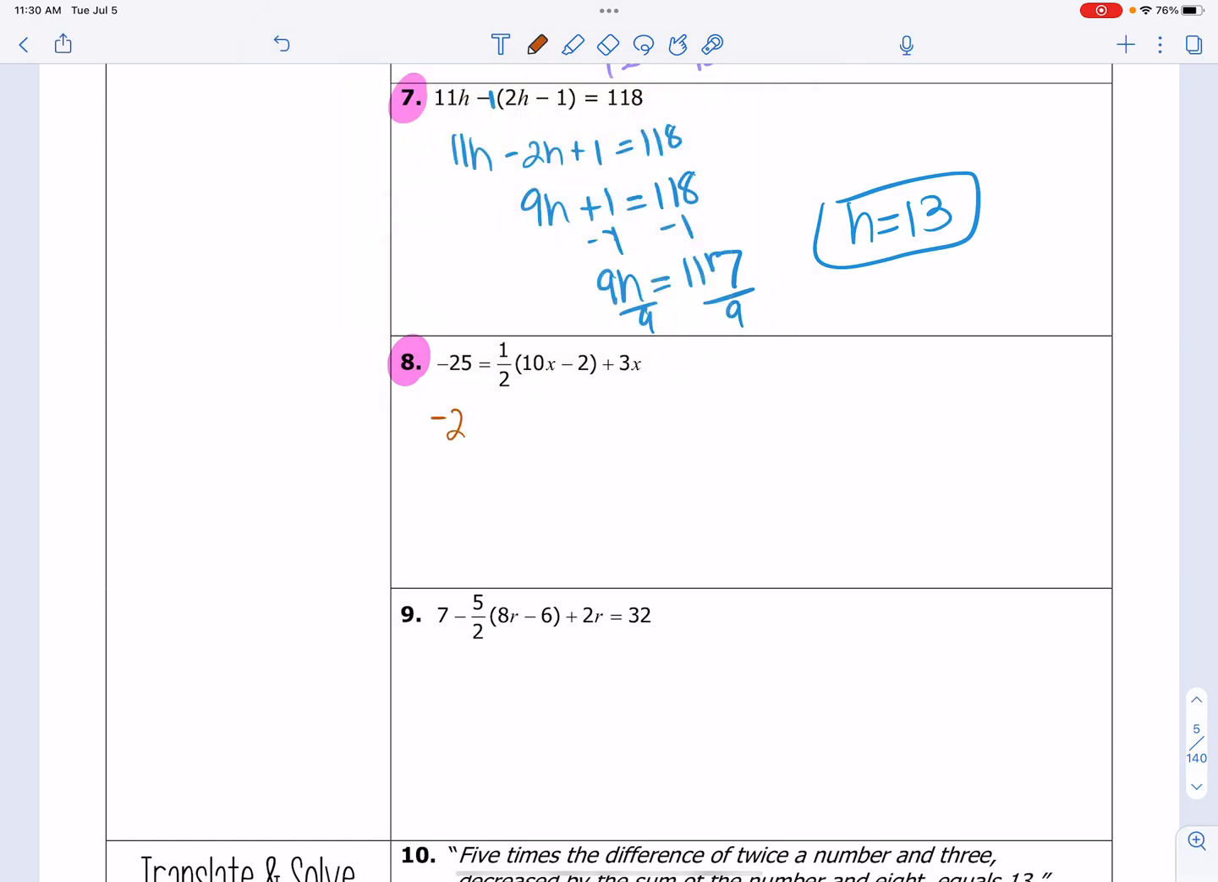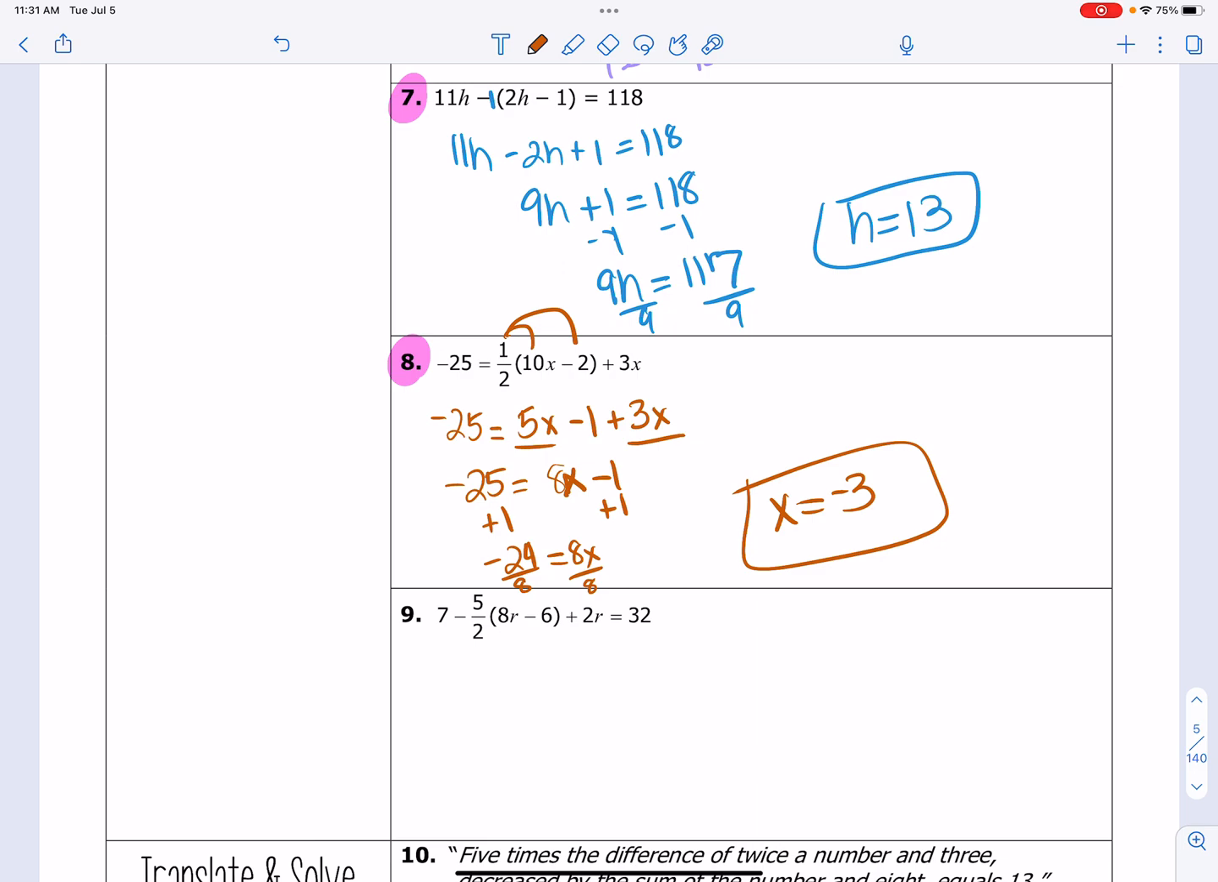All right, so negative 25. Half of 10 is 5. Half of 2 is 1. Then I have like terms, so I'm going to just take a second and combine them. And you'll maybe start doing some shortcuts, and I'm okay with that as long as you're getting the right answers. Oh my gosh, I can't add today, sorry. Negative 25 plus 1 is negative 24, and then divide by 8, so x equals a negative 3.